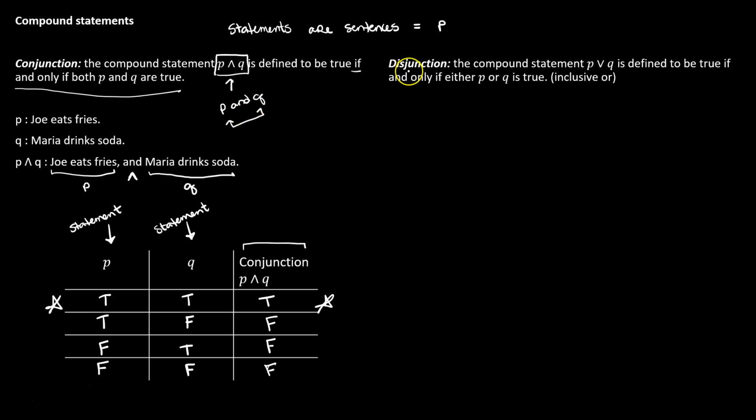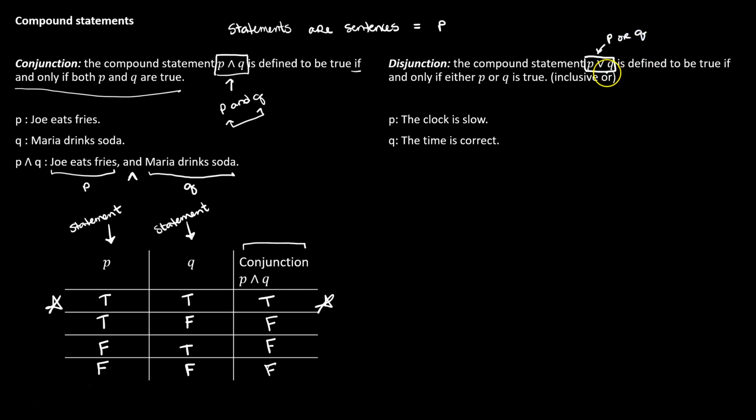Now let's look at a disjunction. Again, we're going to look at two statements, statement P, statement Q. Statement P says the clock is slow. Statement Q says the time is correct. A disjunction with the symbols P upside down caret Q, we read that as P or Q.